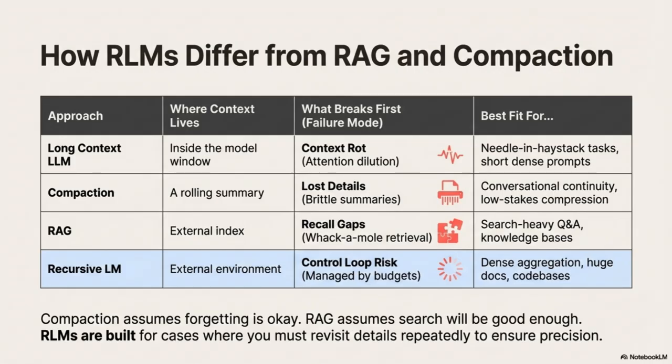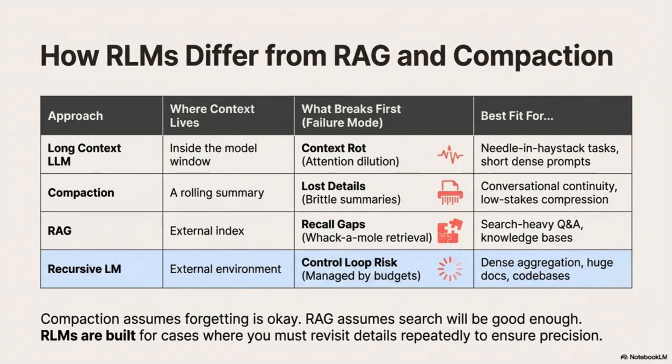So the RLM is for tasks where you need the completeness of a long context model, but the precision and reliability of something like RAG. Exactly. The RLM changes the interface itself. It bridges that gap. The prompt isn't a token blob anymore. It's this massive, queryable object that the model manipulates with code.